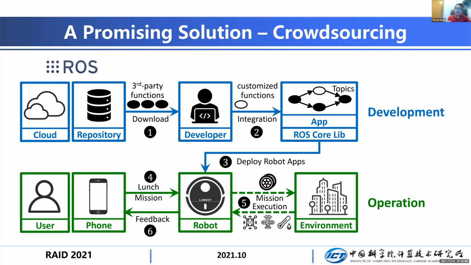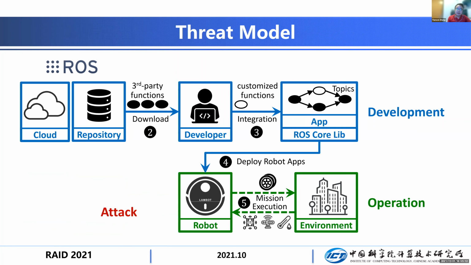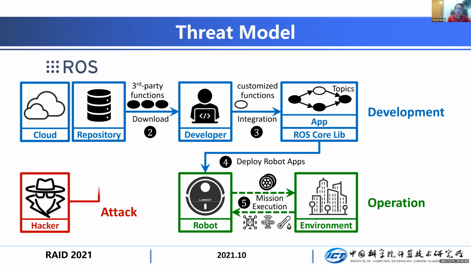In this talk, we consider a threat model in which the repository may contain a malicious function package. The reality is that the ROS repository is open for everyone to upload functions, to share the function packages with the developers in the robotics community. However, ROS does not provide any security inspections over the uploaded packages. This gives the adversary an opportunity to upload malicious function packages.